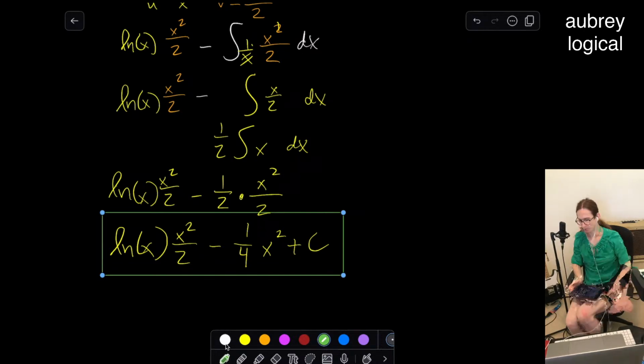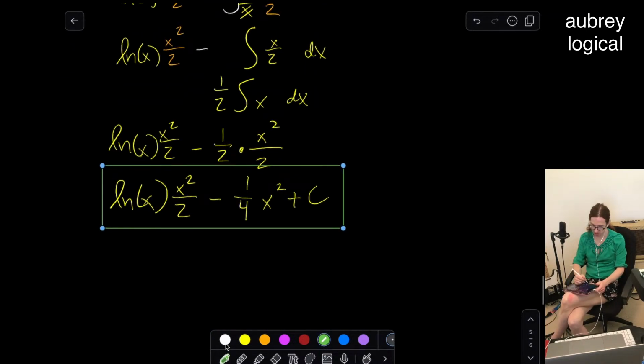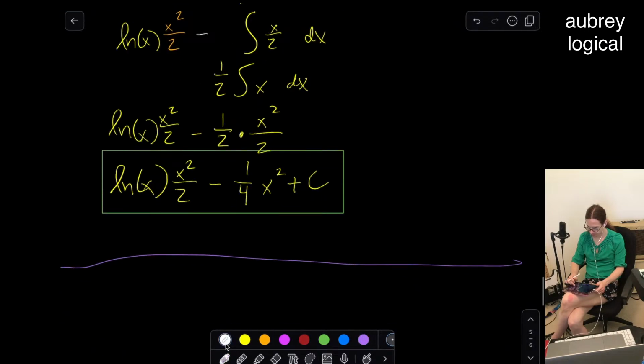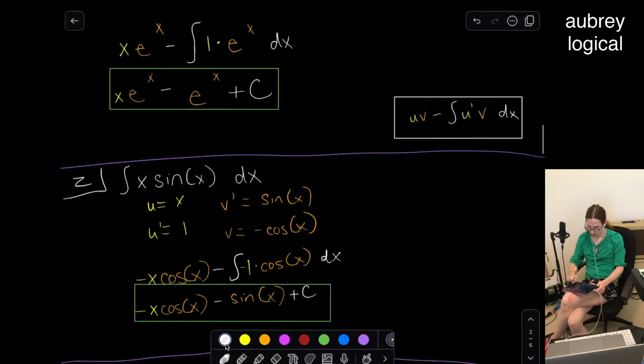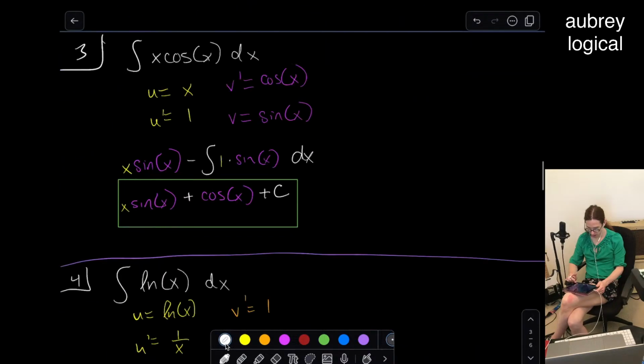Alright. We're back to glitching, but that's okay. On to the next one. Let me see if I can get to number 10, at least. Eight: x cubed times e to the x.